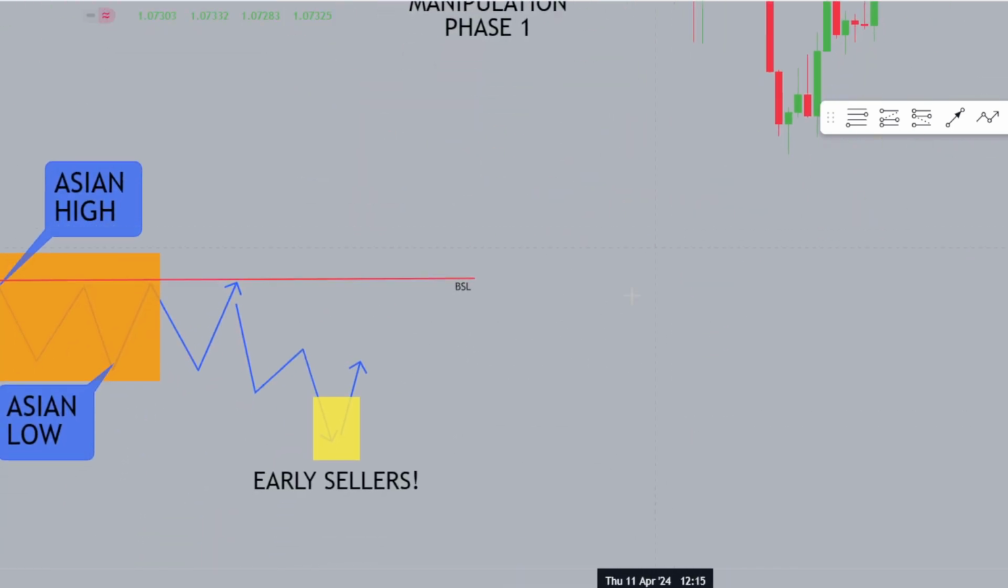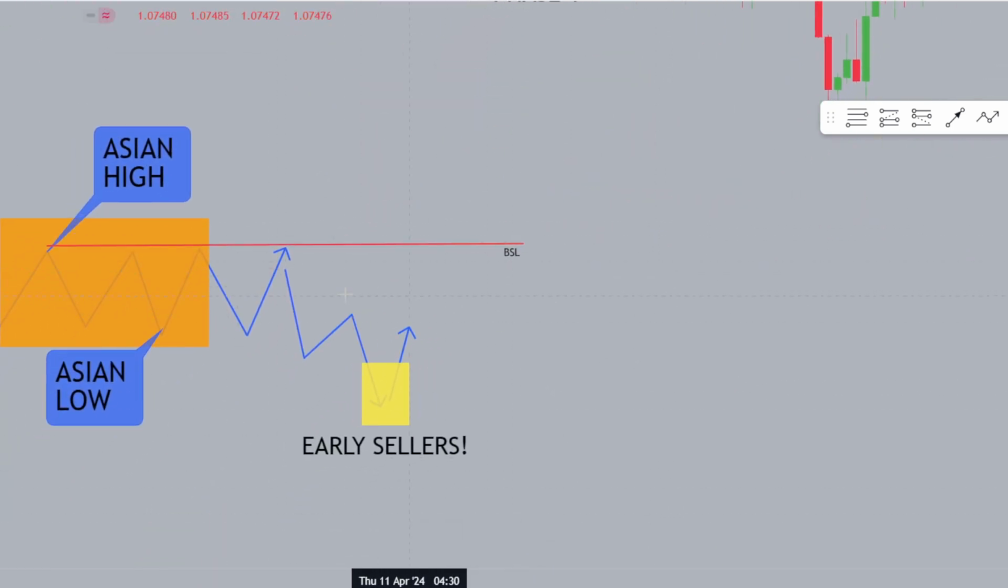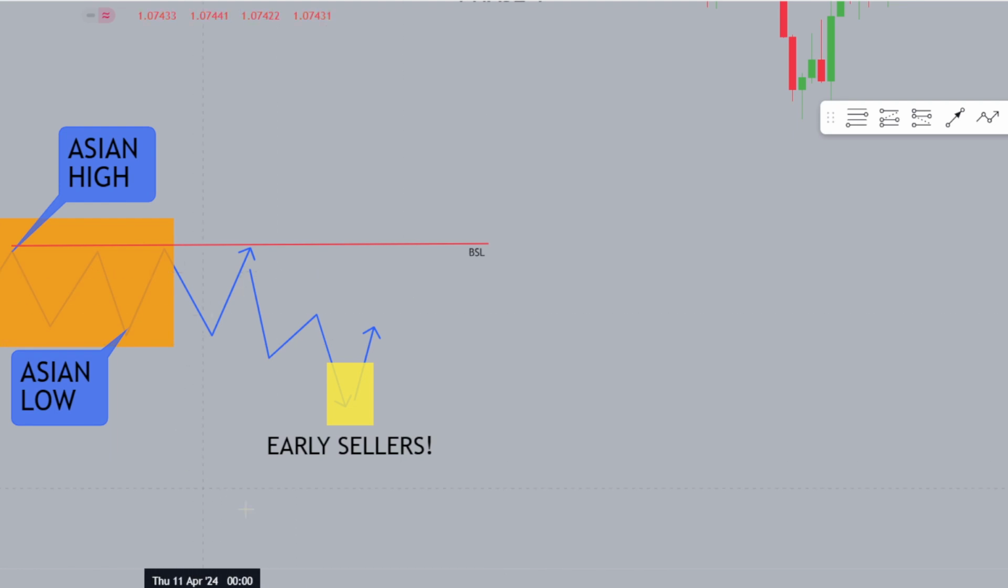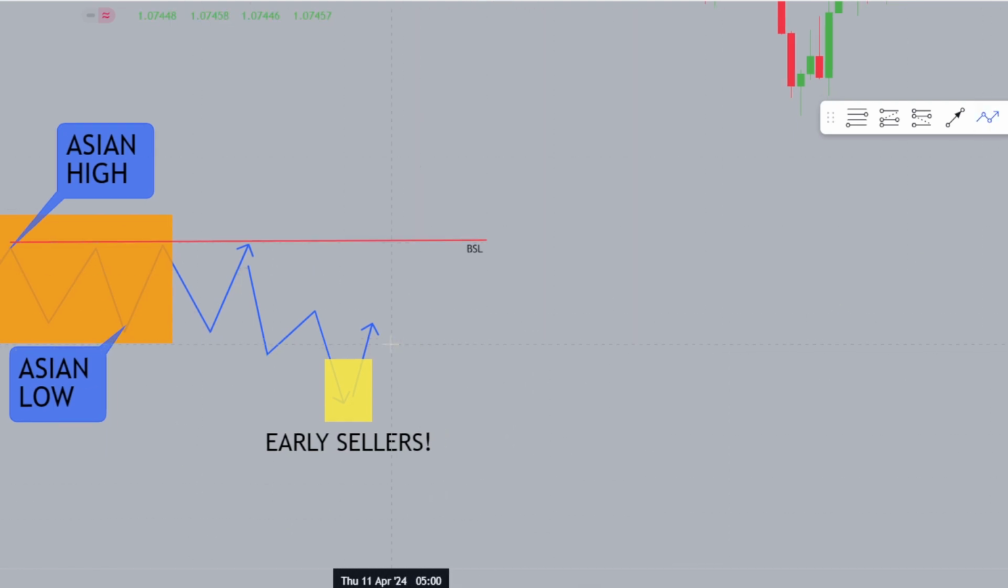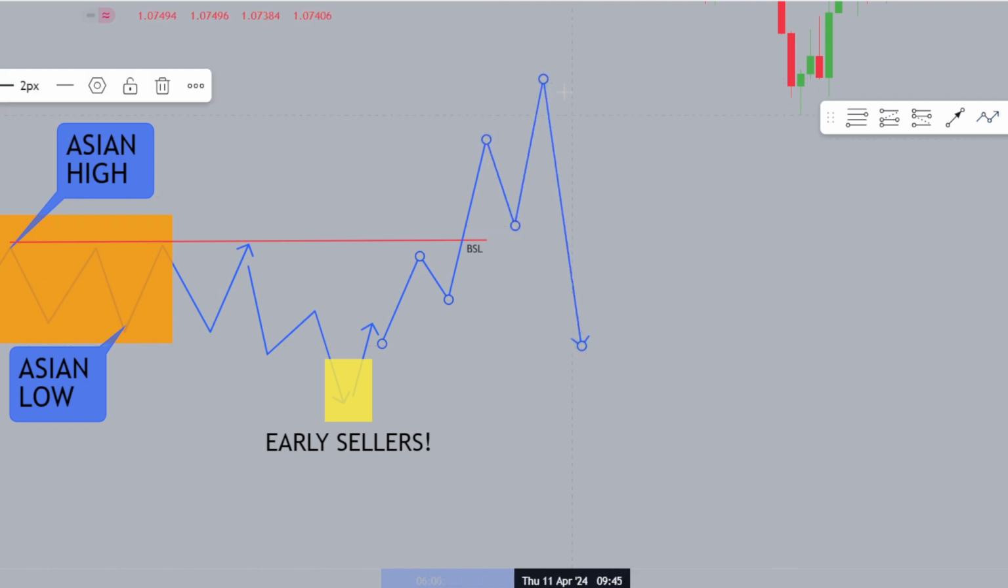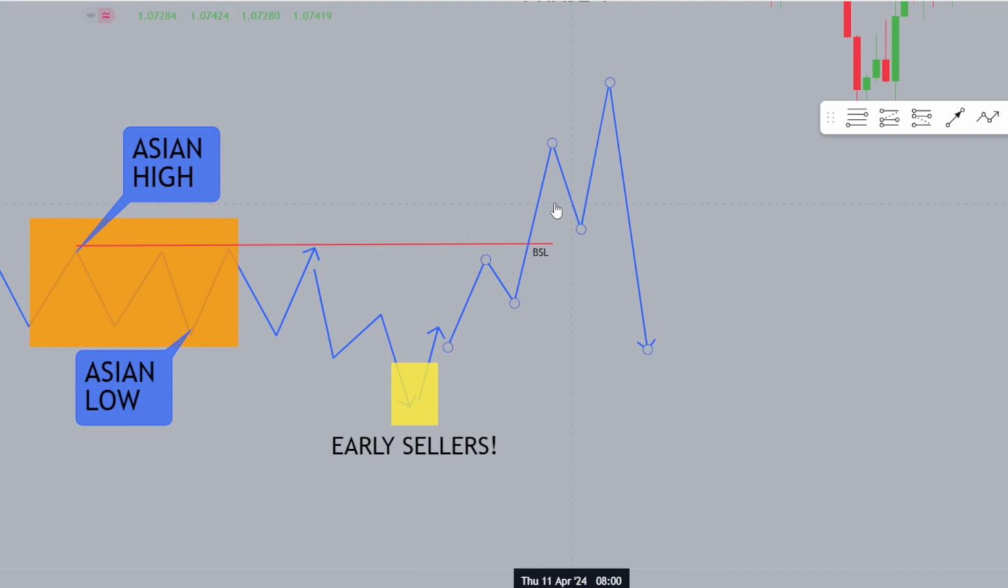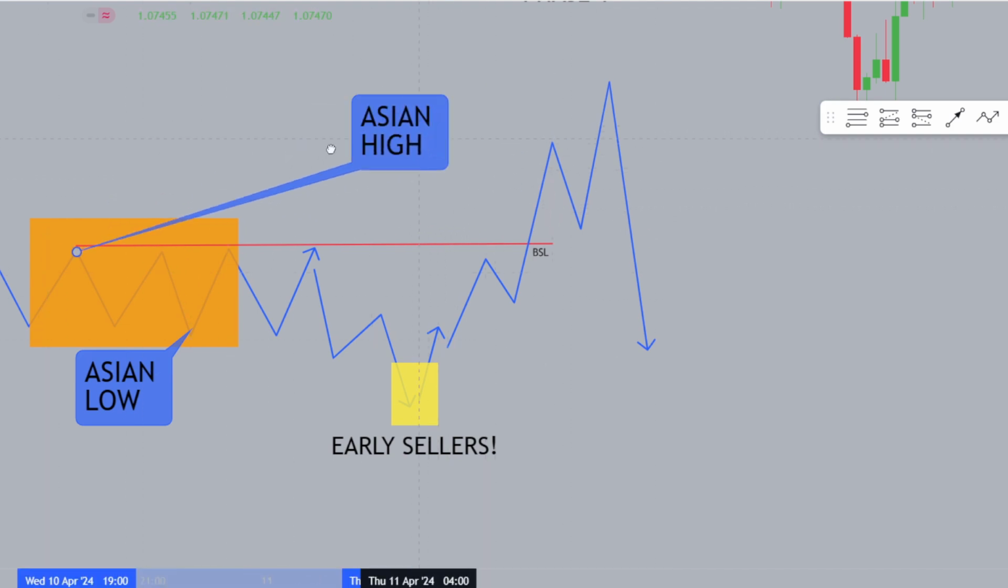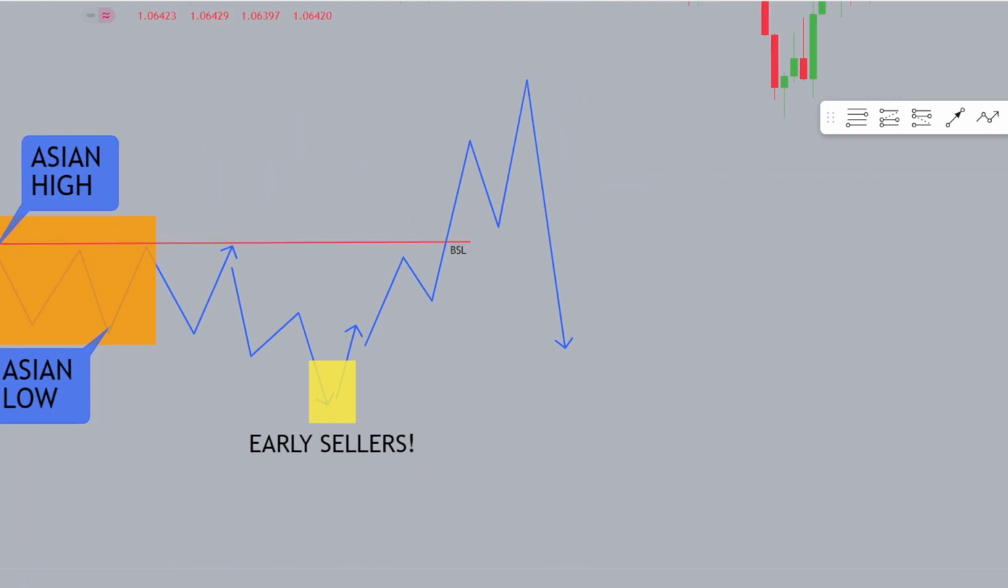So going back to the schematic over here, we've seen a sweep of sell side liquidity. So early sellers have been enticed. Those early sellers, of course, get swept out, and now we've entered after we've had a Judas swing, right? Post news events and post an Asian high session sweep, right? So this here represents the high of the day or the Judas swing, right?